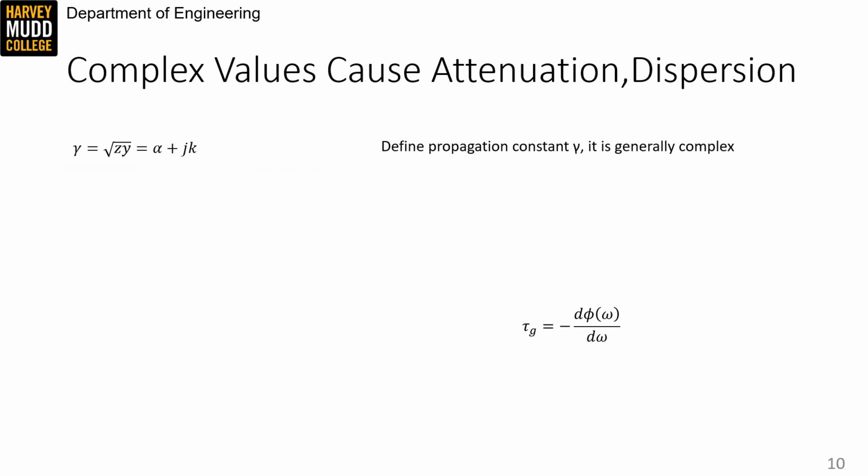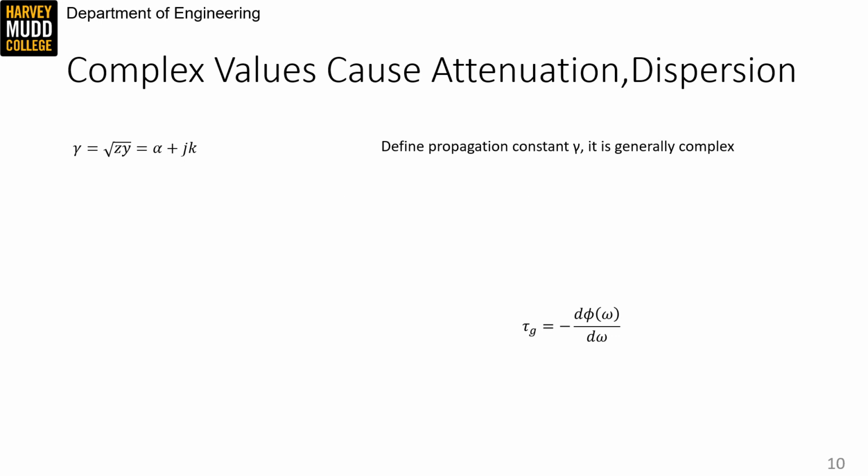We need to look closer at the exponential scaling factor we've identified to see what causes attenuation and dispersion. First, we're going to rename it because square root of zy is a mouthful. We call this exponential scaling factor the propagation constant and give it the symbol gamma. We also note that it can be a complex number, so we often express it as alpha plus jk.